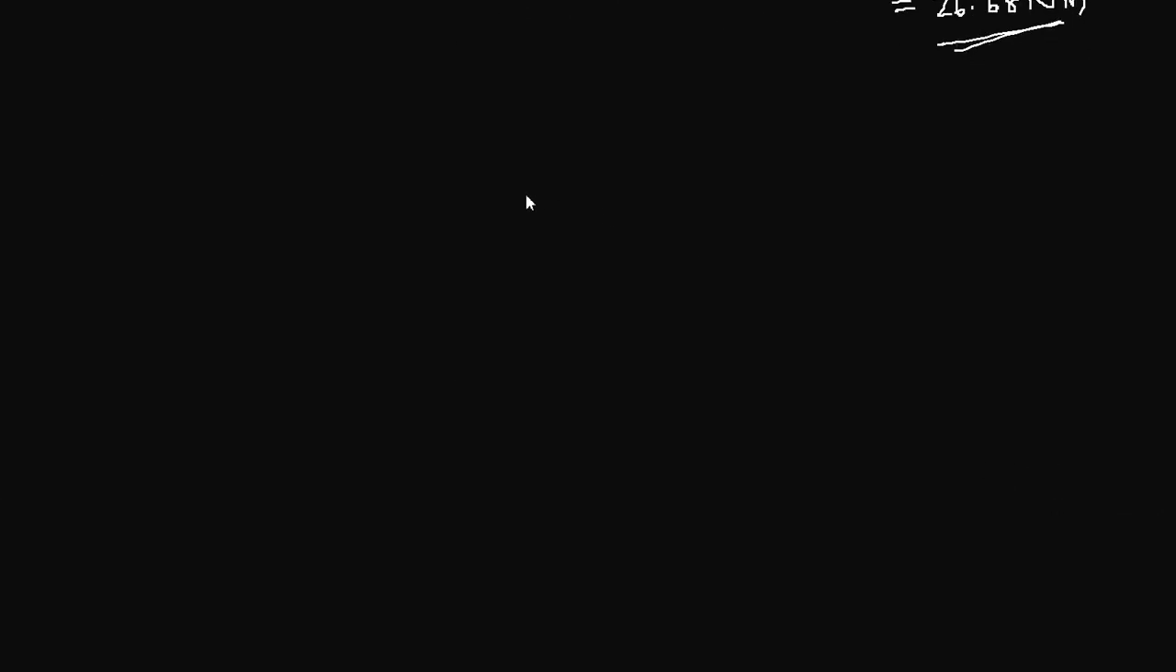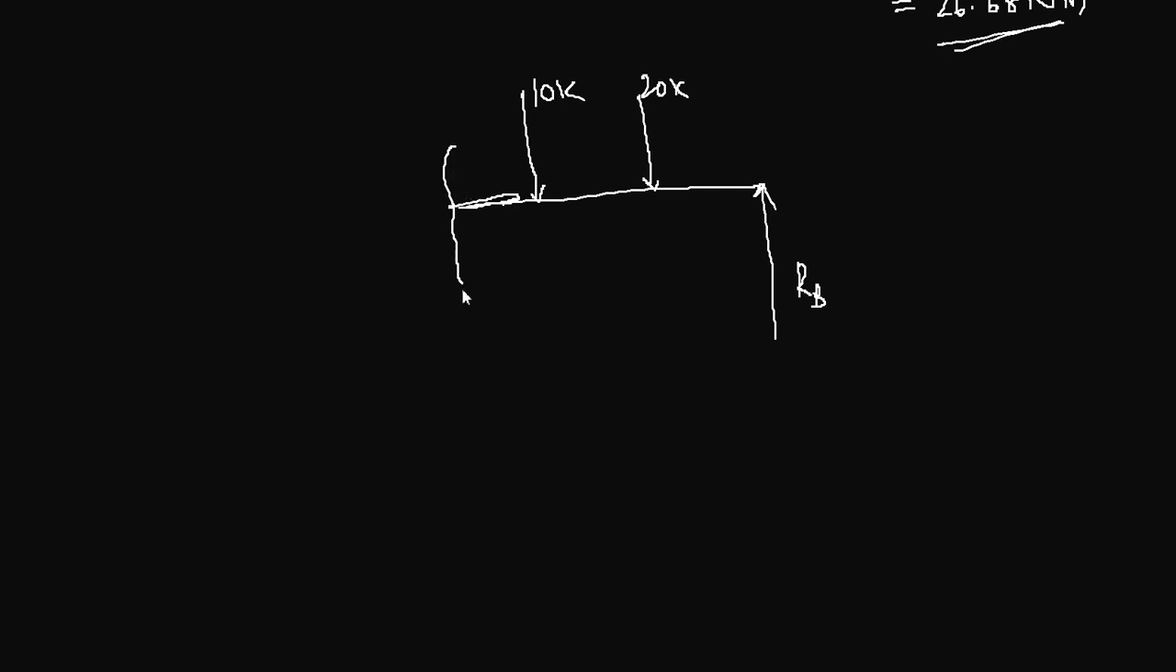So you have your beam, RB, and 20 kilonewton. Move it slightly towards here. 20k and another 10k, and this is your section.